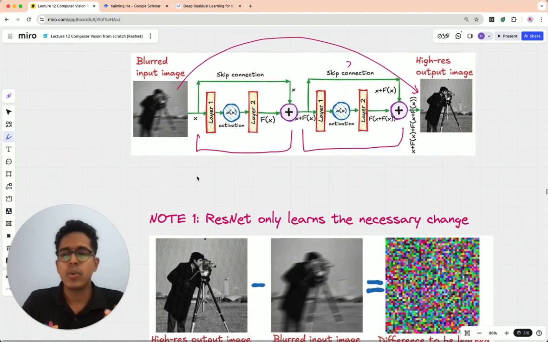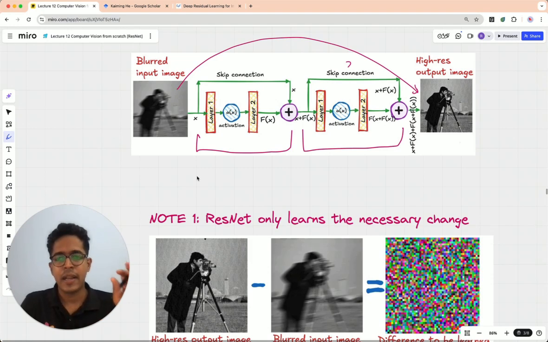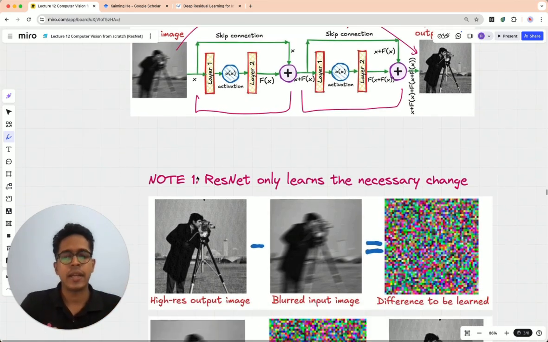Of course, I know that you may have questions like, how is this helpful? How does this work when you are trying to perform a classification? Because finally in classification, you need a class prediction. You don't need the image as the output. So how does that work? We'll get into that.